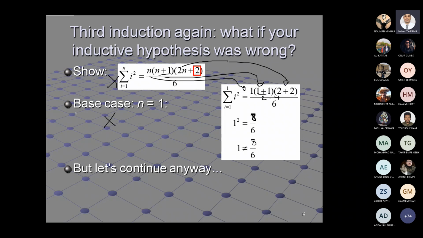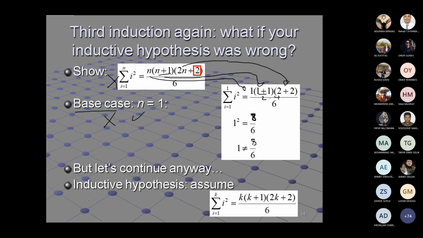If you have a question like this, the base case will be enough. But let us show you examples where sometimes the base case is correct and we need to continue, and you will find that it's not correct in the inductive step. So let's see it. Let's continue anyway. Inductive hypothesis, when we have n equal k, you will write it like this.